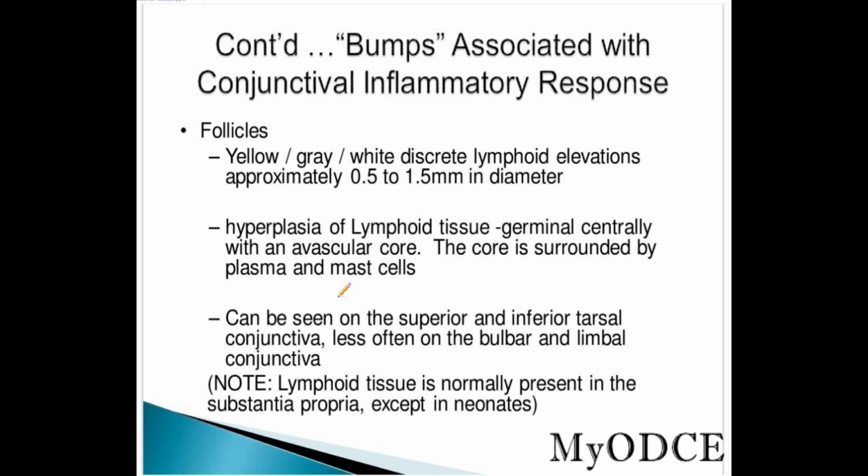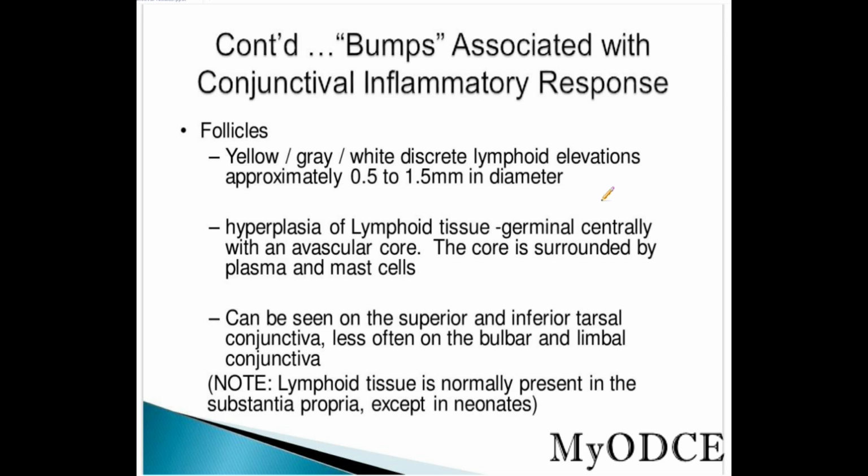So we continue. Now we've discussed what papillae look like and some of their characteristics. In contrast, follicles can be more yellow or gray or whitish, discrete lymphoid elevations, approximately 0.5 millimeter to 1.5 millimeters in diameter. We're seeing a hyperplasia of lymphoid tissue, germinal centrally with an avascular core. So whereas papillae had a fibrovascular core, here we're seeing an avascular core with follicles. This core is surrounded by plasma and mast cells, which when you start thinking of mast cells, you start thinking of degranulation of mast cells and patients complaining of itching as well.